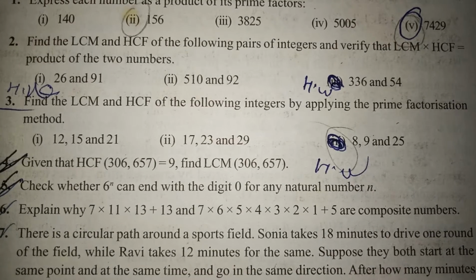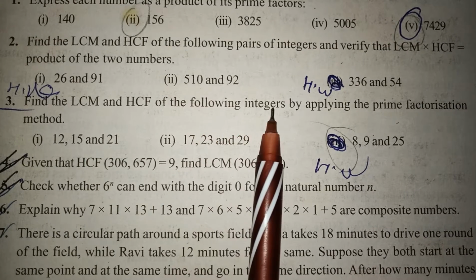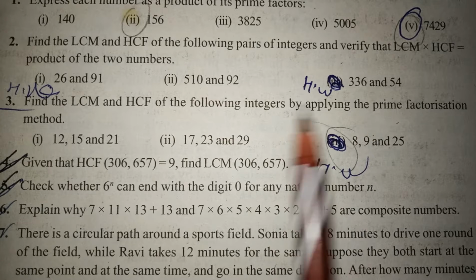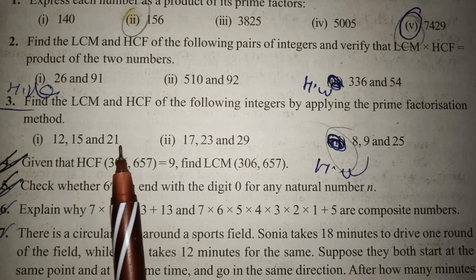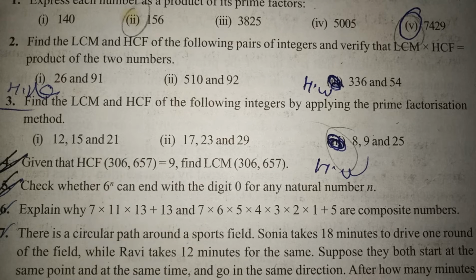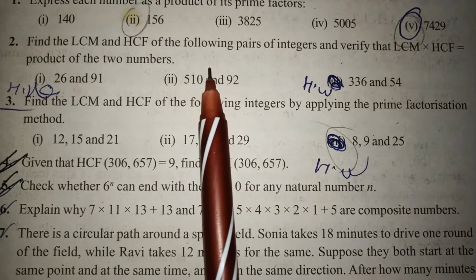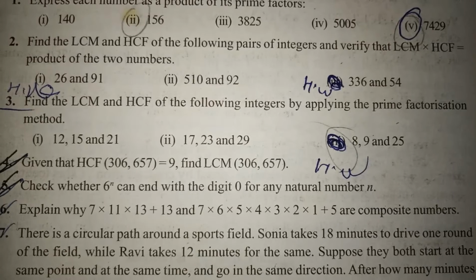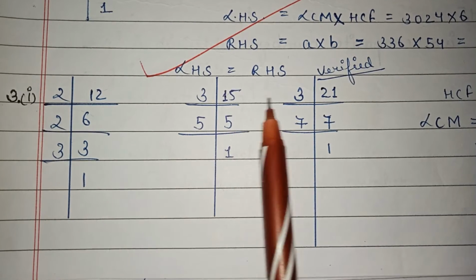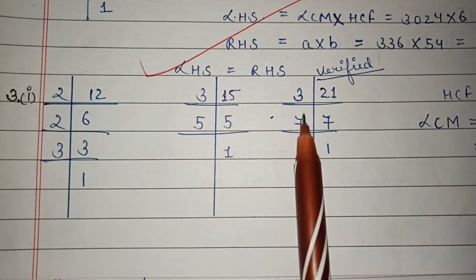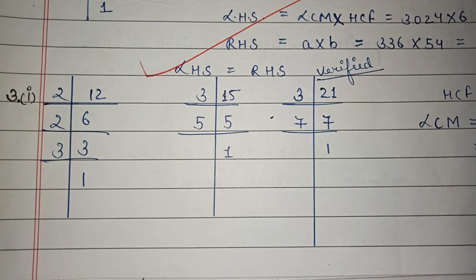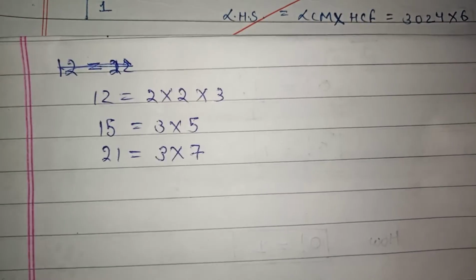Moving to the third question, find the LCM and SCF of the following integers by applying the prime factorization method. We have to find now the LCM and SCF of these numbers by the prime factorization method, which we used in the previous question. Okay. First part, I have 12, 15 and 21 as three different numbers. I have to find their factors through the prime factorization method. Now I will write their factors in this form.